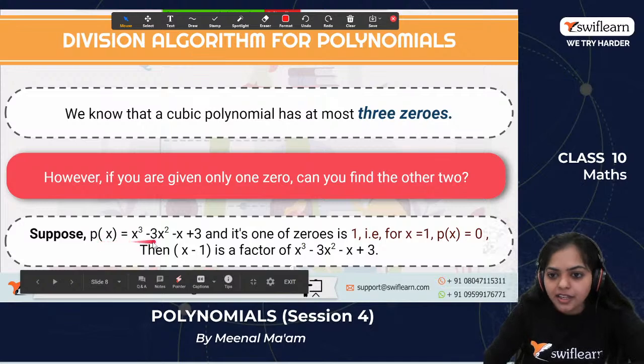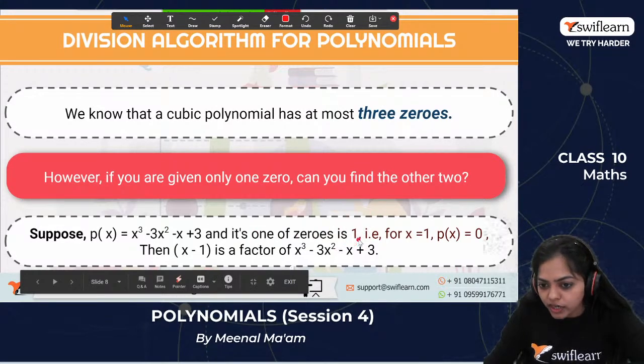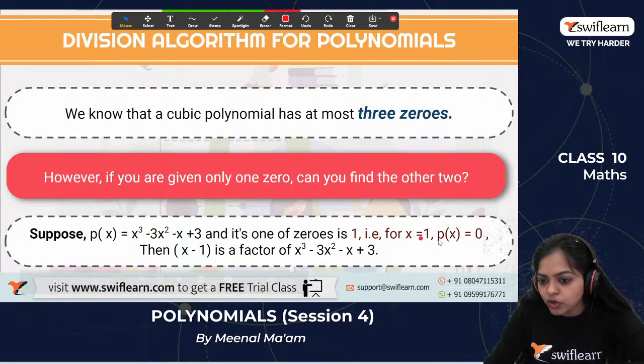So the last question that we have discussed is this: x cube minus 3x square minus x plus 3. This is our cubic polynomial, and one of its zeros is 1. It is given that one of its zeros is 1. For x equals 1, p(x) equals 0.